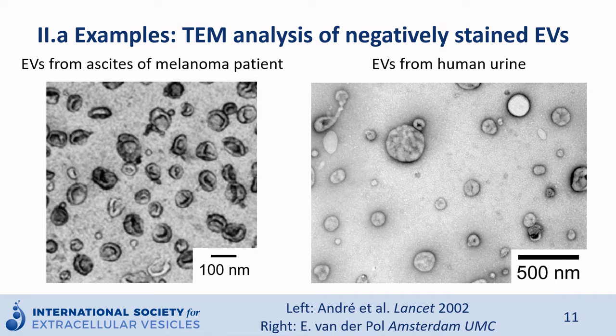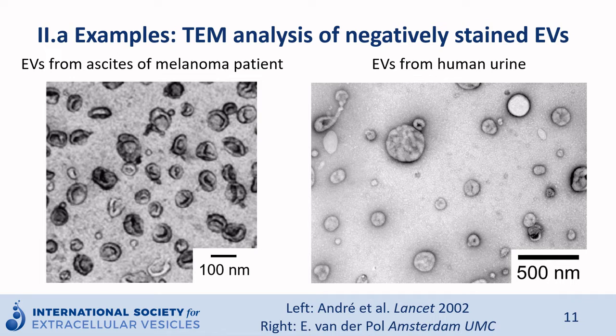Let's look at some typical examples of negatively stained EV samples. On the left, an image of EVs from ascites of a melanoma patient, and on the right, EVs from human urine. On these images, EVs appear as roundish objects with a size ranging from 70 to 200, 300 nanometers, which is quite typical for EVs.